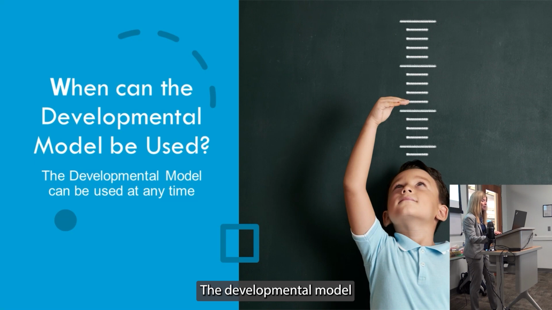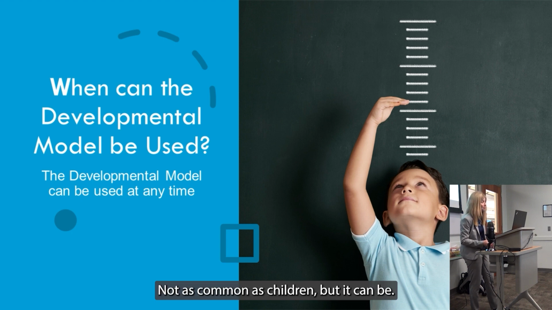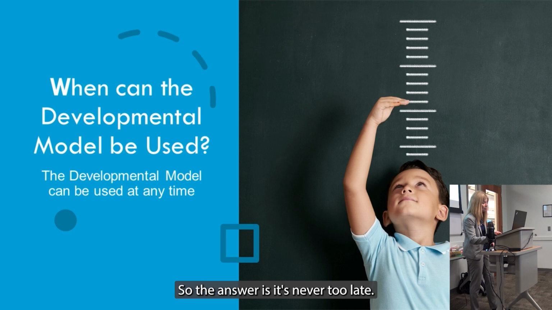The developmental model can be used at any age, and it's also used, believe it or not, for adults at the end of their life, because it gives them an opportunity to maybe go back to a previous level of development. So it can be used for adults with dementia too. Not as common as with children, but it can be. So the answer is, it's never too late.